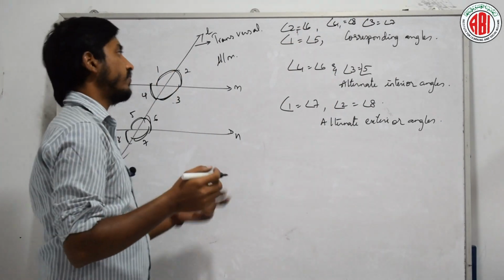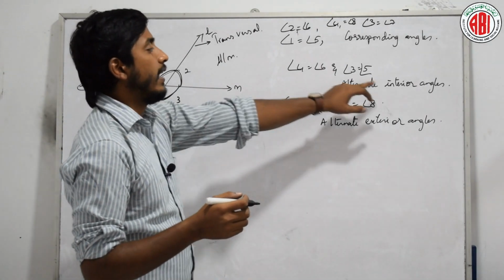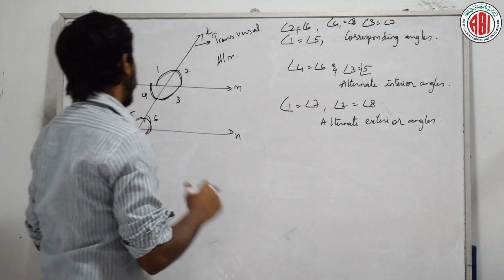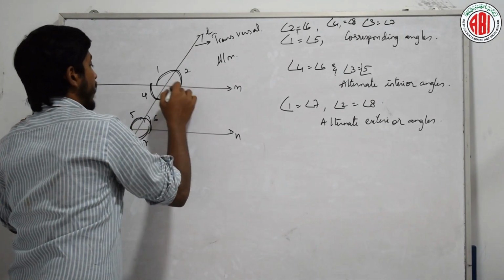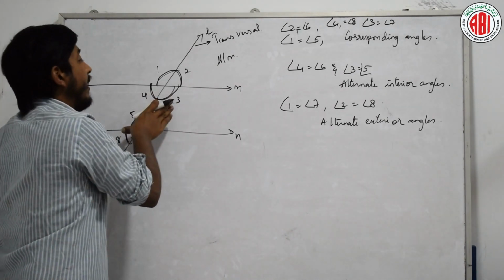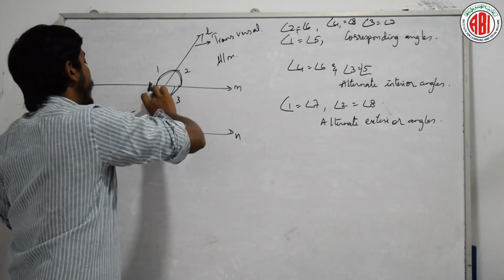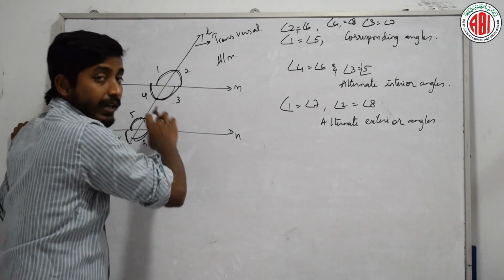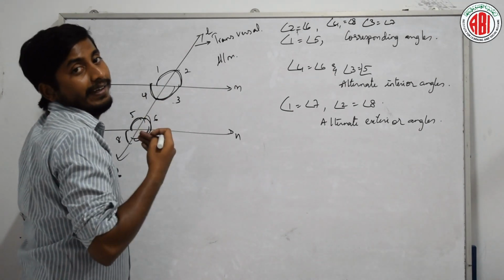Is it fine? Similarly, alternate interior angles. What do those mean? See here, angle 5 is equal to angle 3. These both angles are equal. Those are alternate and those are interior. Okay. Similarly, 4 is equal to 6. Those are alternate and also they are interior.